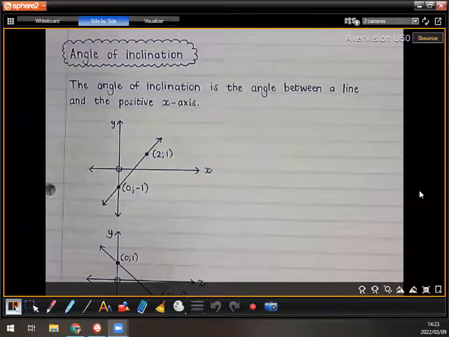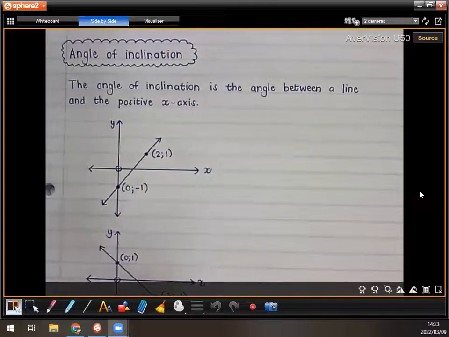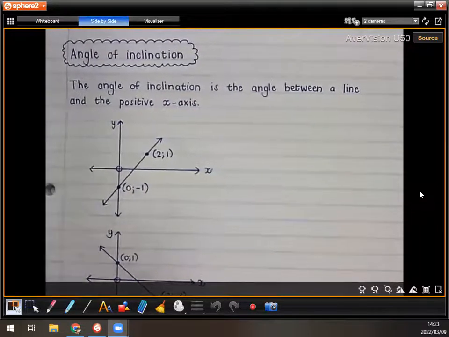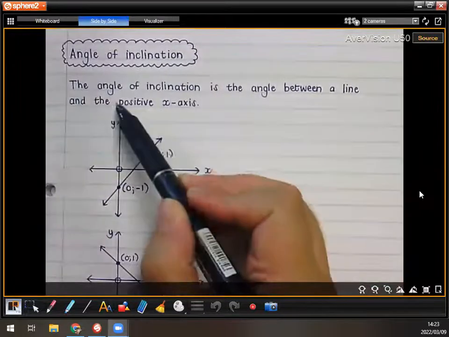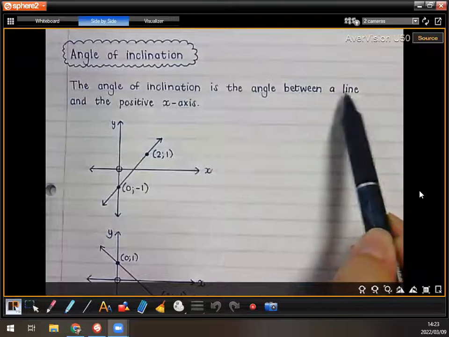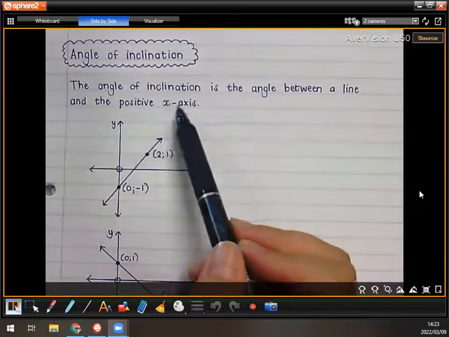Okay, all right, guys, angle of inclination. This is a specific type of angle. That's the name of the angle. So I've written down the definition, but I'll obviously show you on the diagram. There's two diagrams here, so I'll show you exactly where that angle is. The angle of inclination is the angle between a line and the positive x-axis.